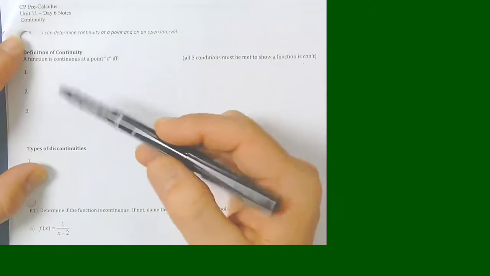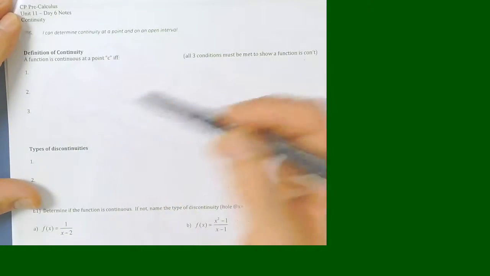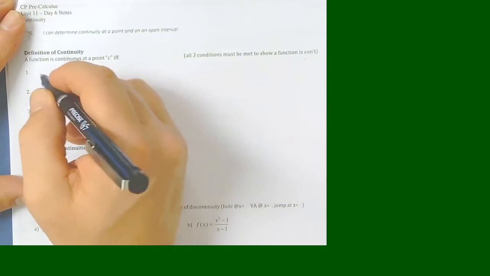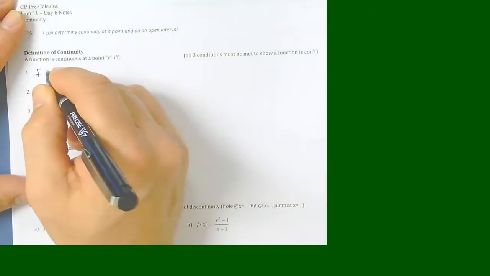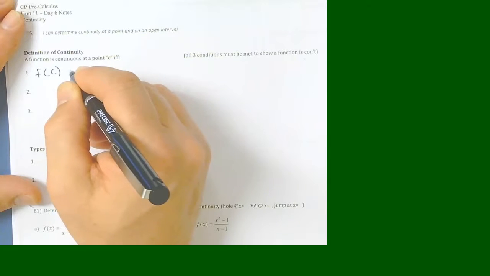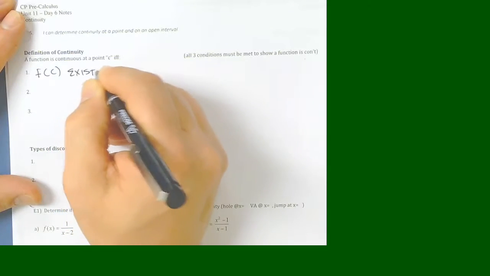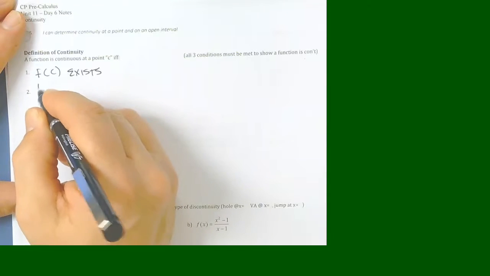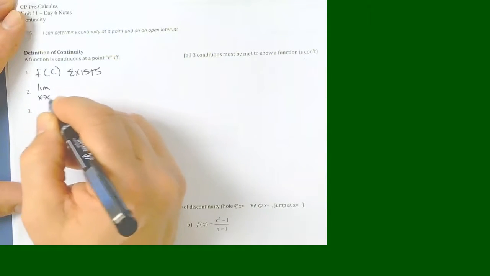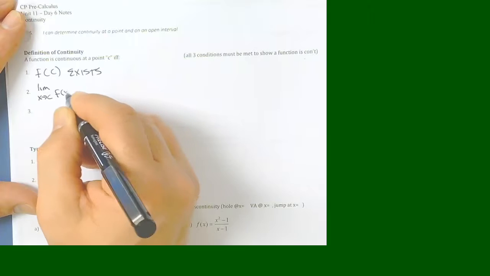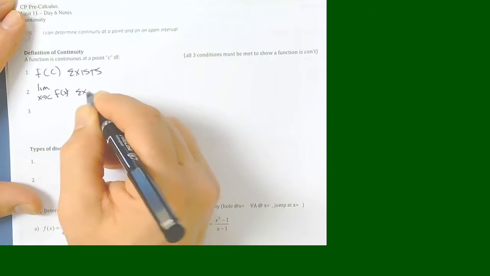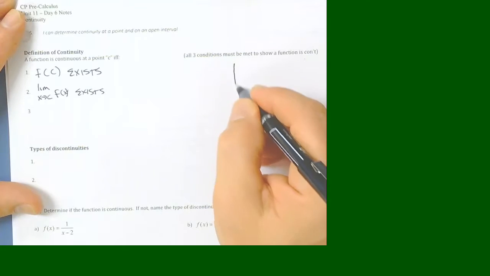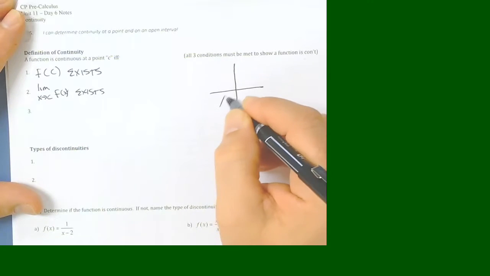If we look at continuity, there are three definitions or three pieces we need to show for continuity. The first is that when we look at c, f of c exists. The second is that the limit as x goes to c of f of x exists. So if you think about the function, that looks like this.